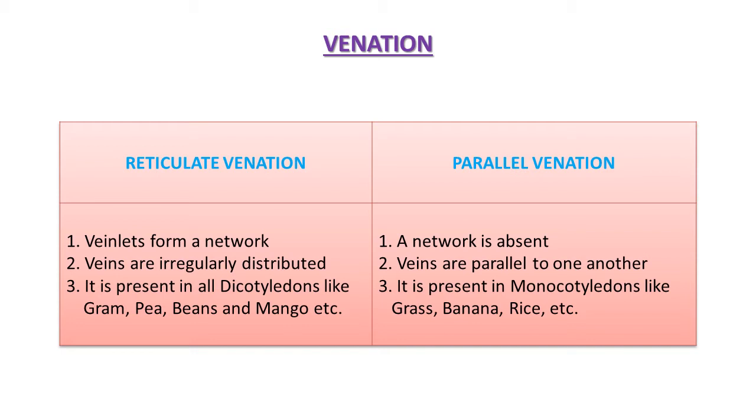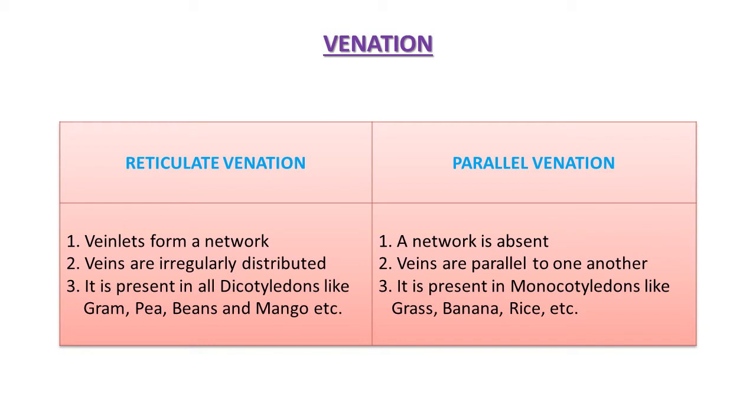Venation. Venation is the arrangement of veins and veinlets in the lamina or green part of the leaf or leaf blade. It is classified into two types on the basis of its arrangement. First is reticulate and second is parallel venation.